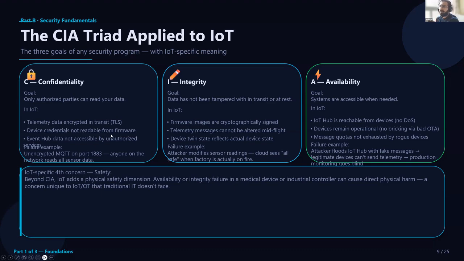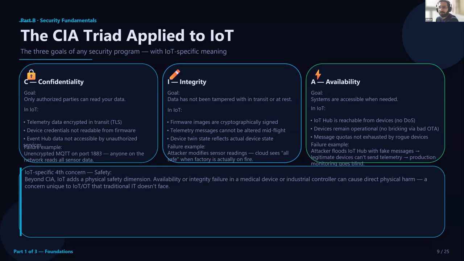It happens. Then on the integrity part, it means signed firmware updates, validated message schemas, and audit logs. The failure mode is a man-in-the-middle attack that modifies the temperature. These are simple attacks where the sensors are modified and the temperature is changed, triggering a false emergency. These kinds of attacks happen.